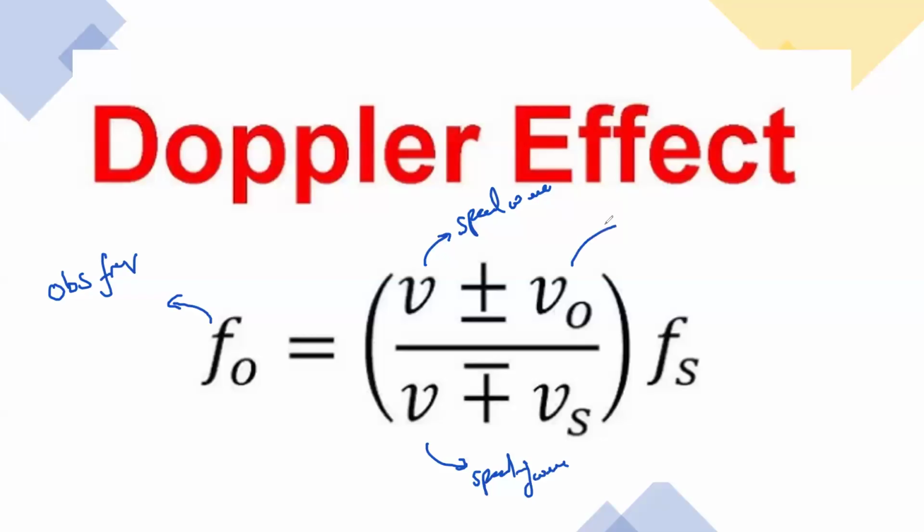What is V naught? V naught is the speed of the observer. What is Vs? Vs is the speed of the source. And what is Fs? Fs is the source frequency.